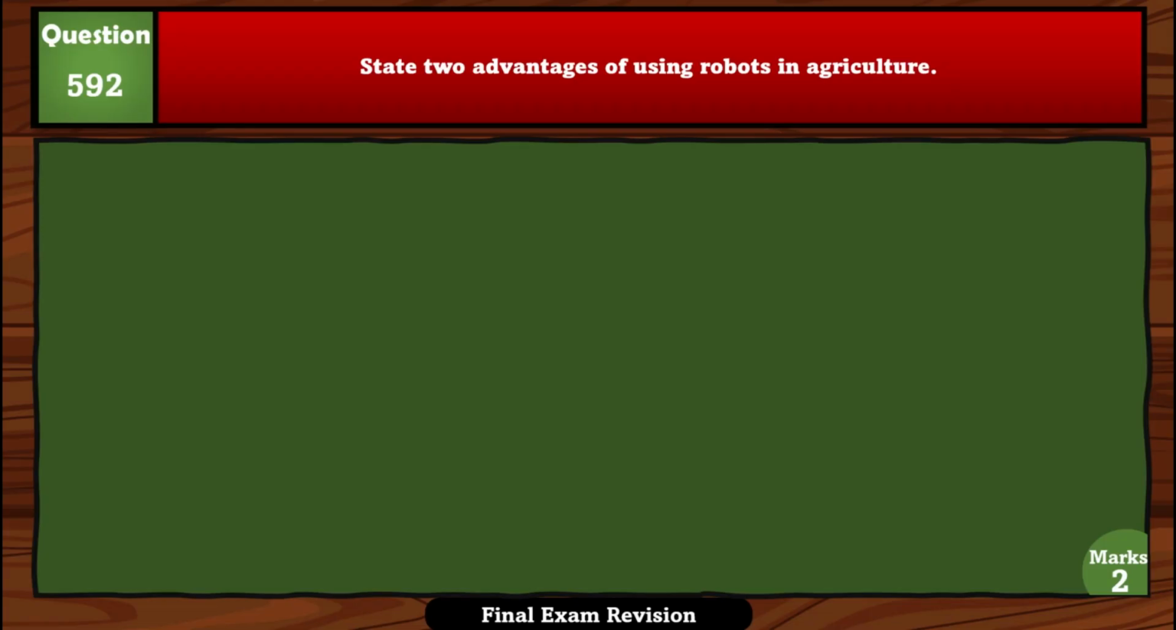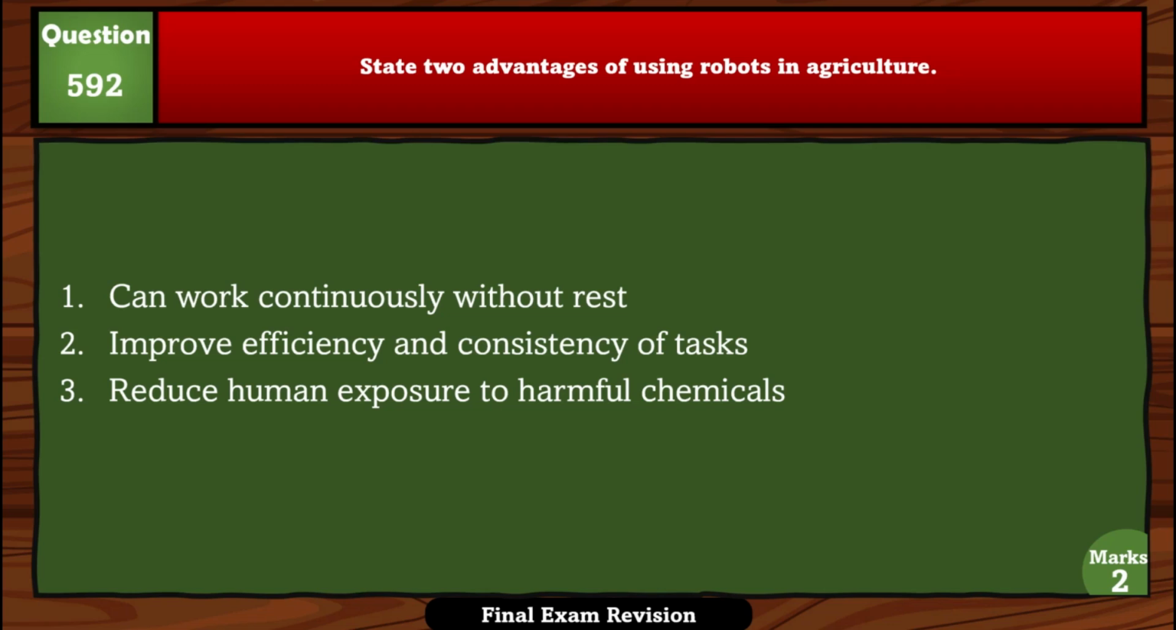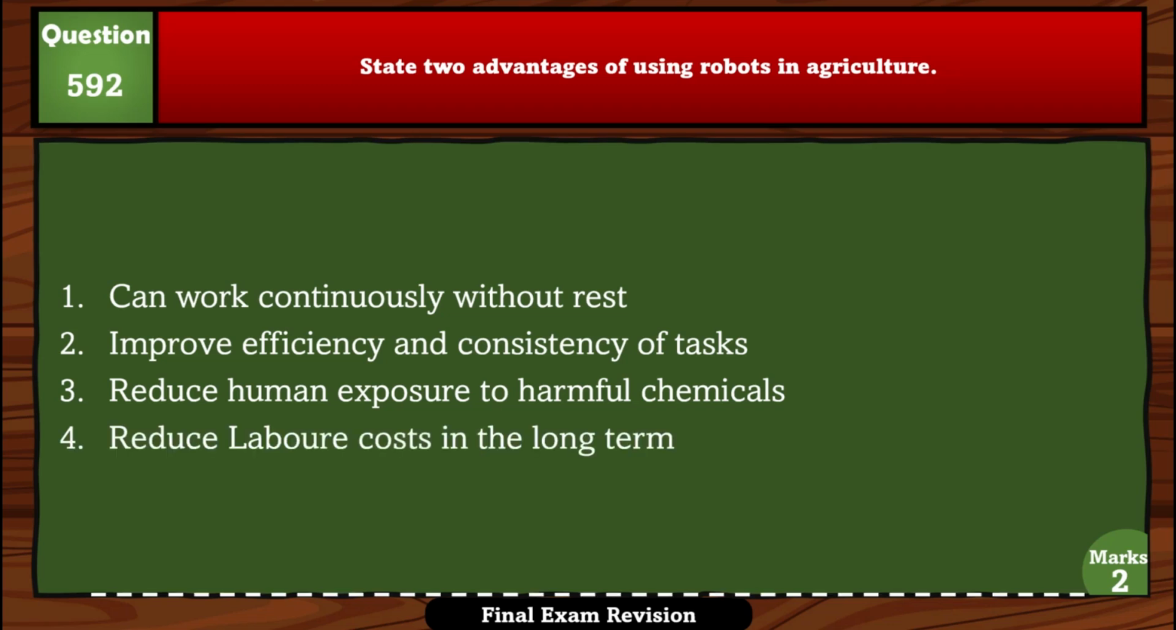Question 592. State two advantages of using robots in agriculture. Can work continuously without rest. Improve efficiency and consistency of tasks. Reduce human exposure to harmful chemicals, and reduce labor cost in the long term.